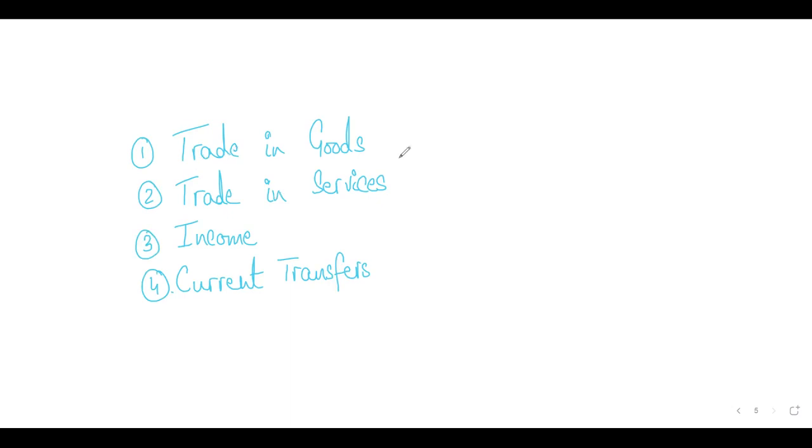Now, trade in goods is also known as visible balance. Why is that known as visible balance? Because obviously tangible goods are always visible, right? So it's just a short form or another word that you use for it. Then trade in services, which records exports and imports of services, is also known as invisible balance, right?